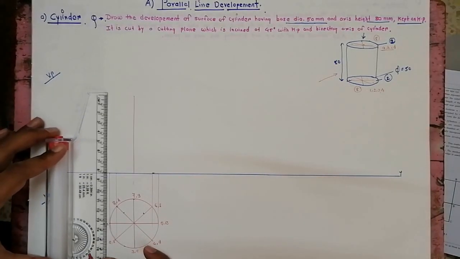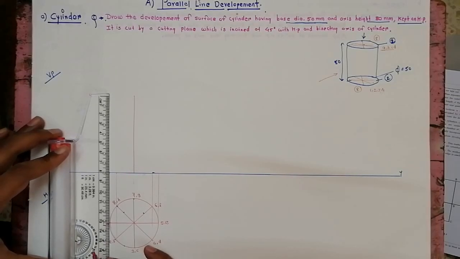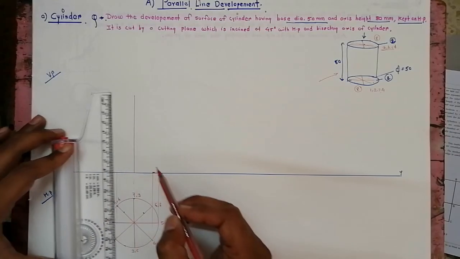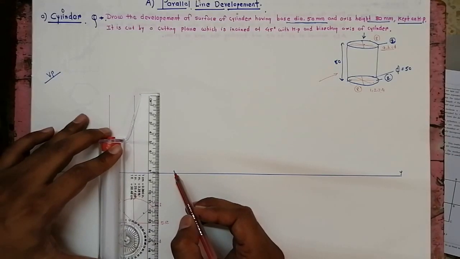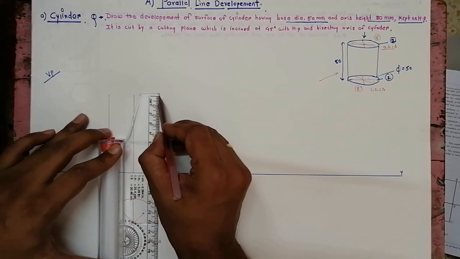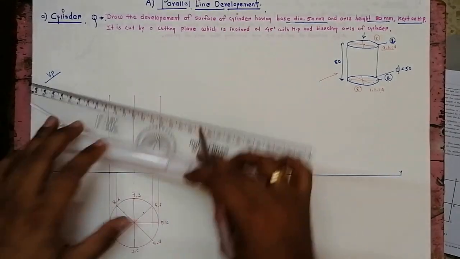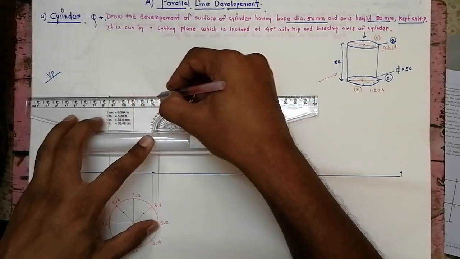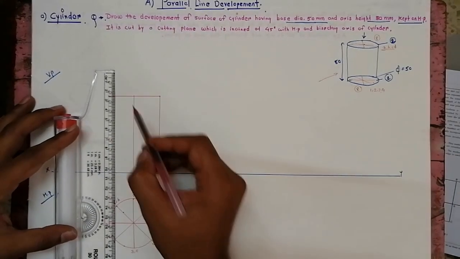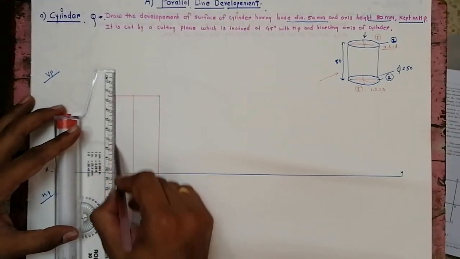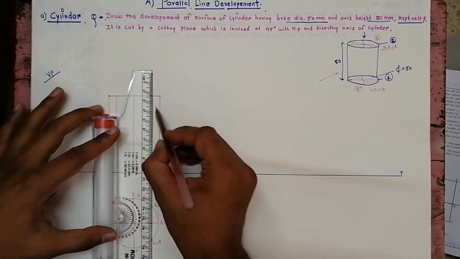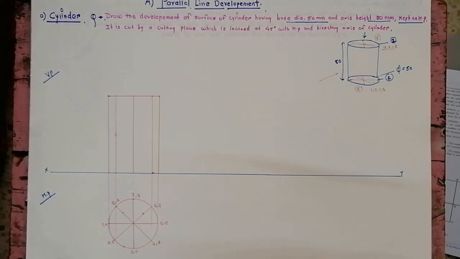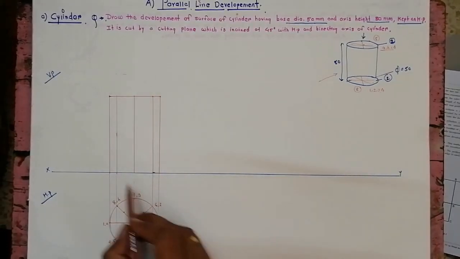Okay, parallel lines here. Here also all these lines are 80 mm. Now these lines also go up. All projections are of 80 mm. Now in front view also we have to give the nomenclature.